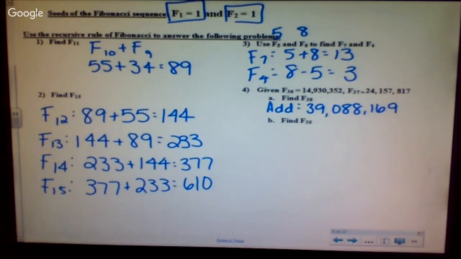39,088,169. Why'd you put add? Because you add the two numbers. Okay. If I wanted to find f sub 35, then we subtract. To work backwards, we subtract.